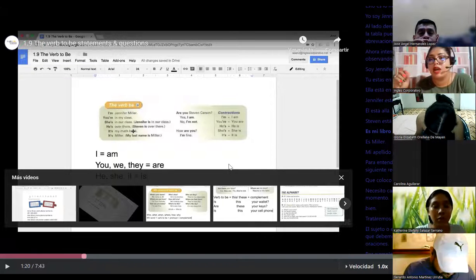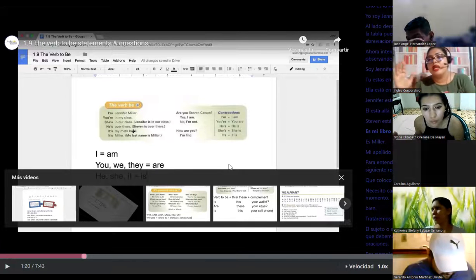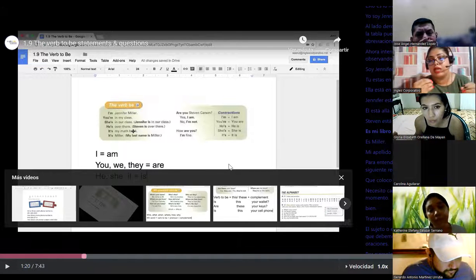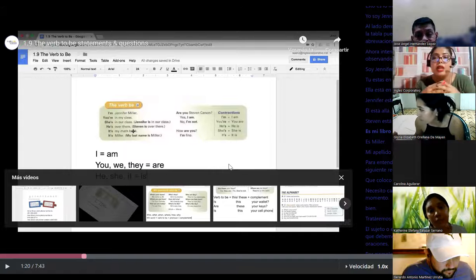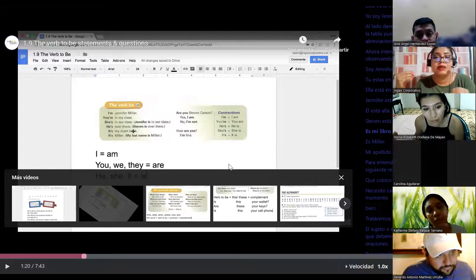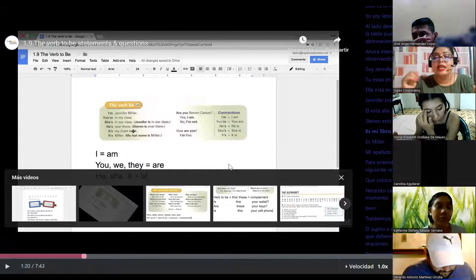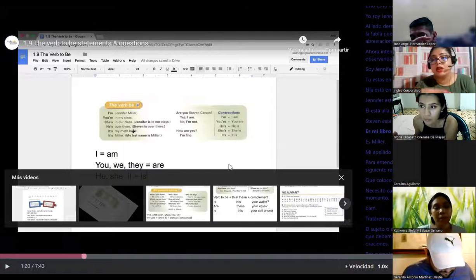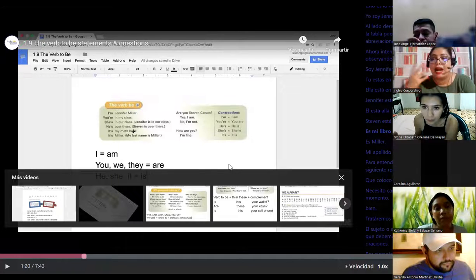Native speakers are not like using the whole thing. They are making words short. Las personas que son nativas tratan de acortar las palabras lo más que puedan para que suene mucho más fluido y mucho más rápido. Entonces, no siempre van a utilizar las formas largas de las oraciones. No es que vayan a decir todo el tiempo, I am, you are, she is, he is, sino que van a utilizar las contracciones, pero esto más que todo, y aquí hay que poner atención, esto más que todo se da en el spoken language, en la manera hablada.